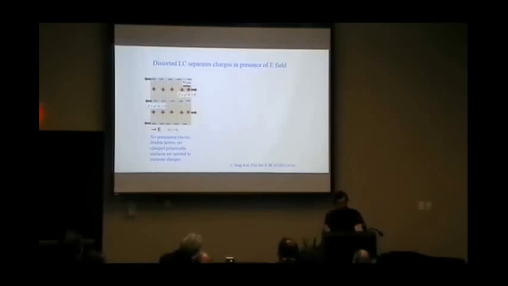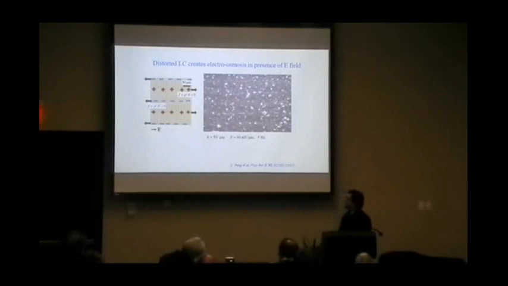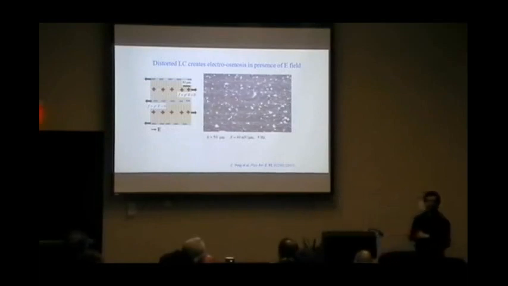So in other words, by simply creating director distortions in this cell, I found a way to separate the charges in the applied electric field. And once the charges are separated and the electric field is still there, I expect some motion. And this motion is clearly seen in the following slide.